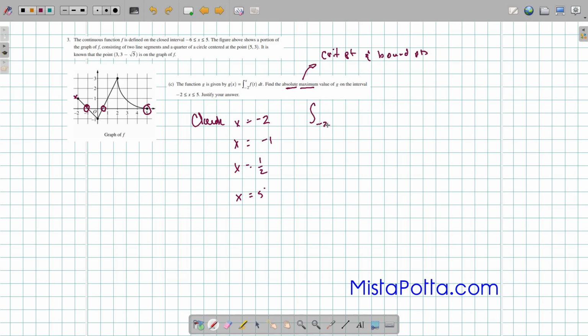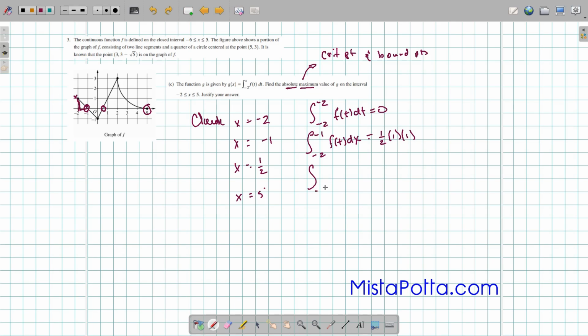Well, if I'm doing the integral from -2 to -2 of any function, that's 0. If I'm doing the integral from -2 to -1 of my function, that's really the area of this first triangle, which has a height of 1 and a base of 1. That's going to be 1/2 times 1 times 1.